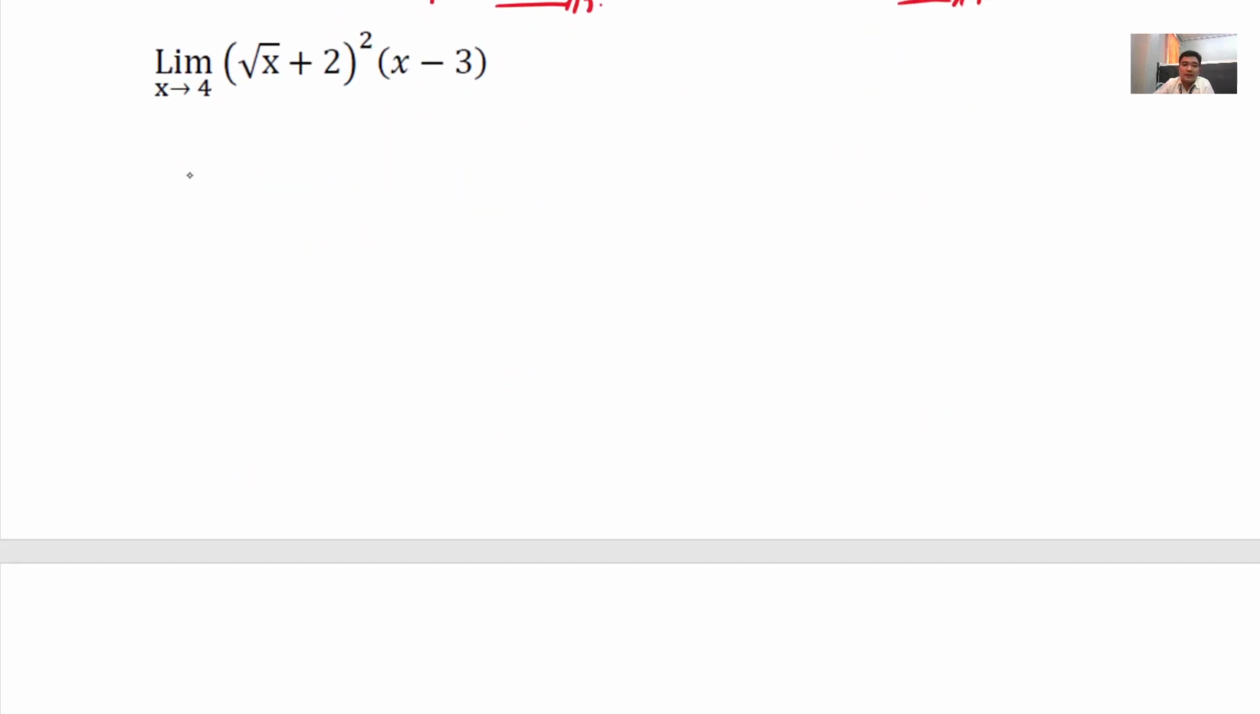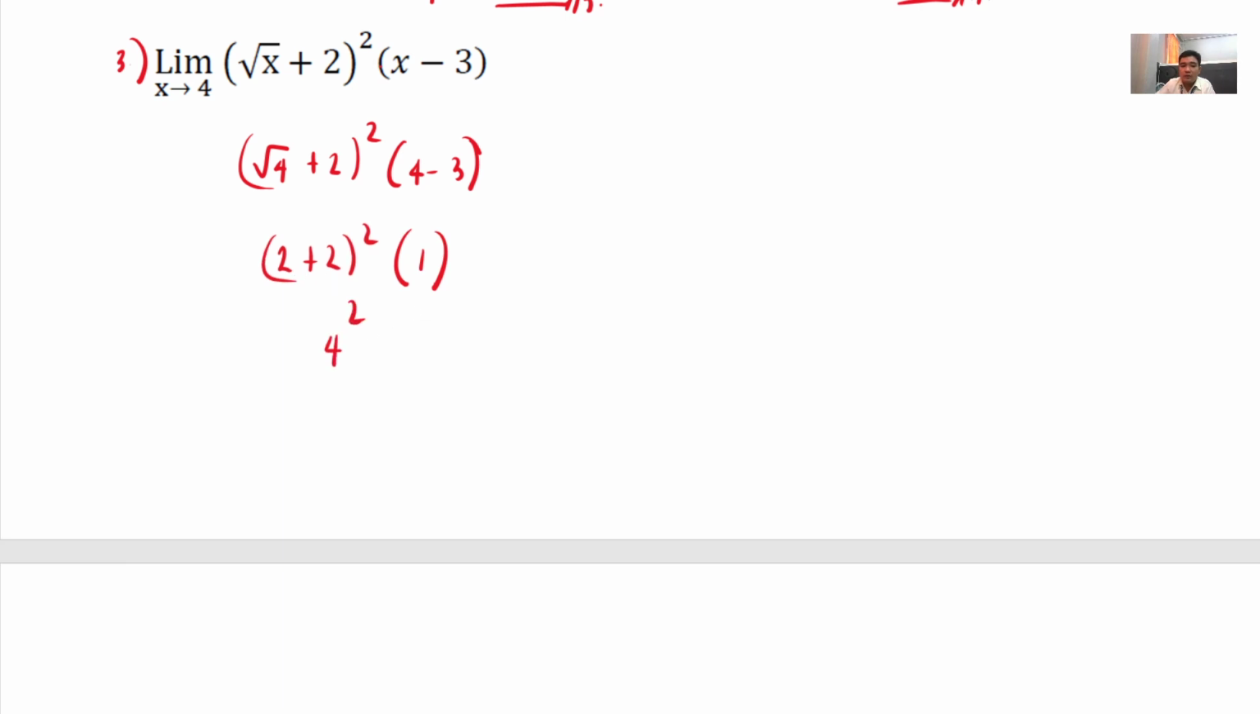Okay? Next problem. Problem number 3. So we have the limit of the square of the quantity square root of x plus 2, times the quantity x minus 3, as x approaches 4. So we substitute first the value of x, which is 4. So square root of 4 plus 2 squared times 4 minus 3. Okay? So that is 2 plus 2 squared times 1. So that becomes 4 squared times 1, so it is equal to 16. So the answer there is 16.